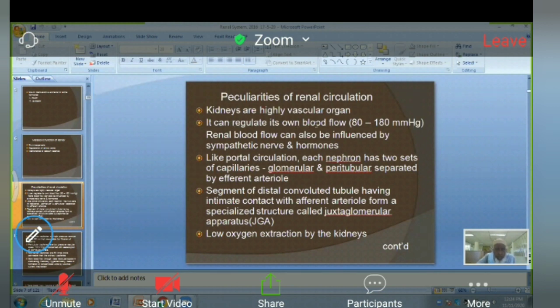Kidney can regulate its own blood flow within the range of 80 to 180 millimeter mercury. Is it clear? If the pressure is more or less than this range, then the kidney's participation becomes less. And renal blood flow can also be influenced by sympathetic nerves and hormones.